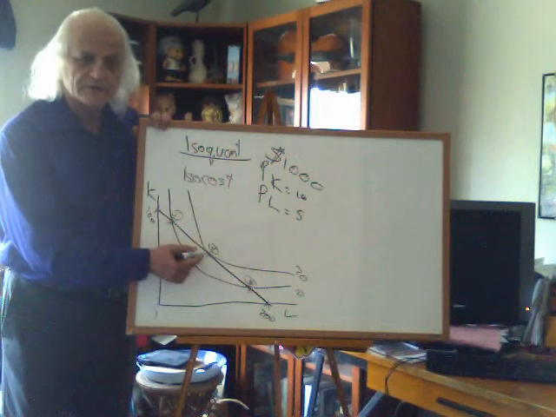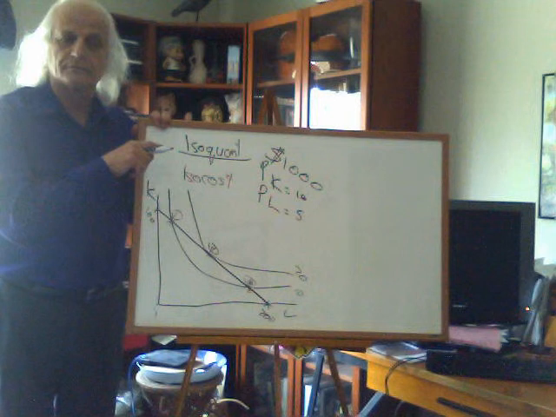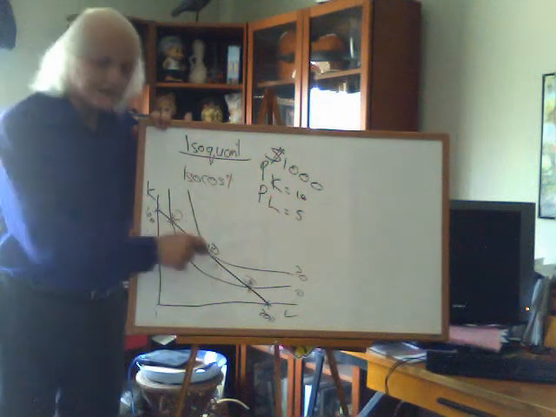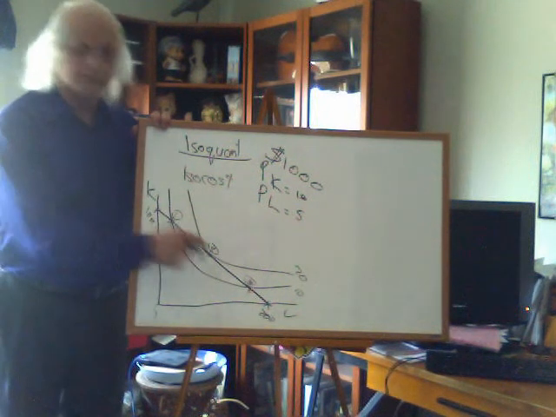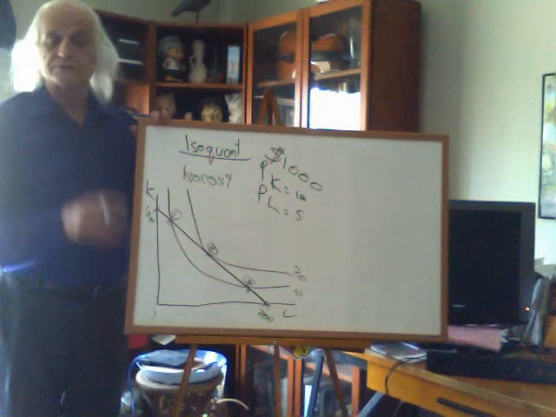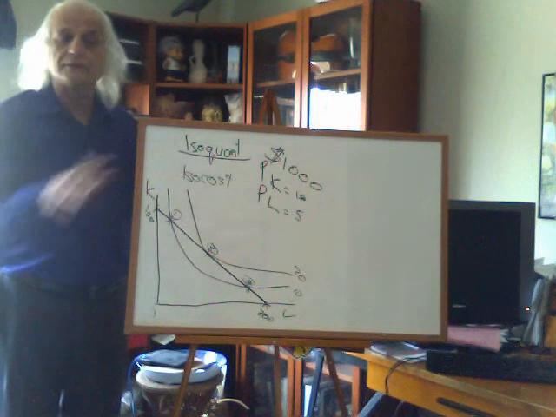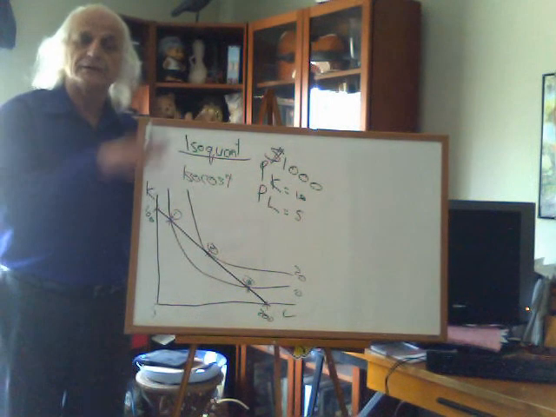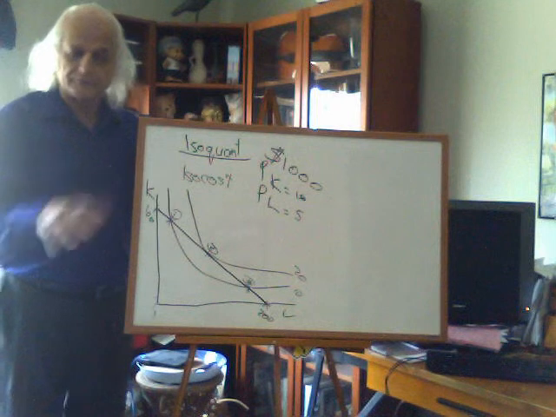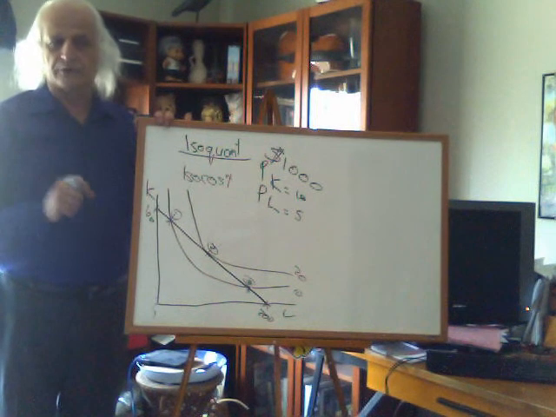What is true about this? It's exactly what we said earlier. It's the tangency between the isoquant and the isocost, which is, for production, really similar to the tangency between the indifference curve and the budget line for the consumer.